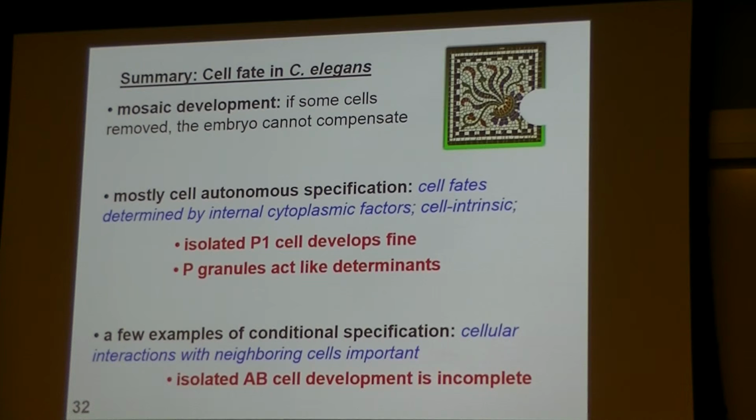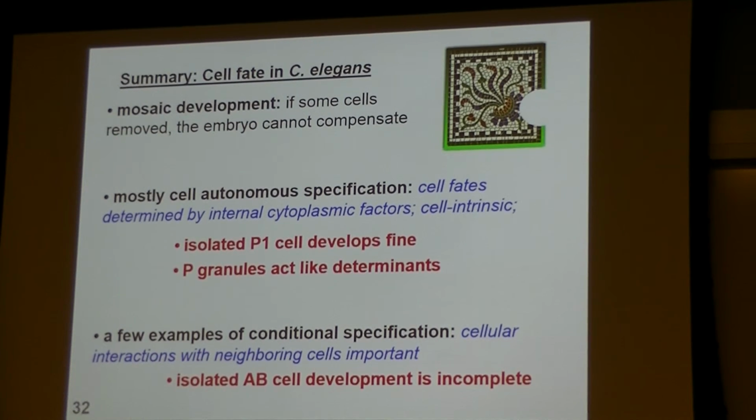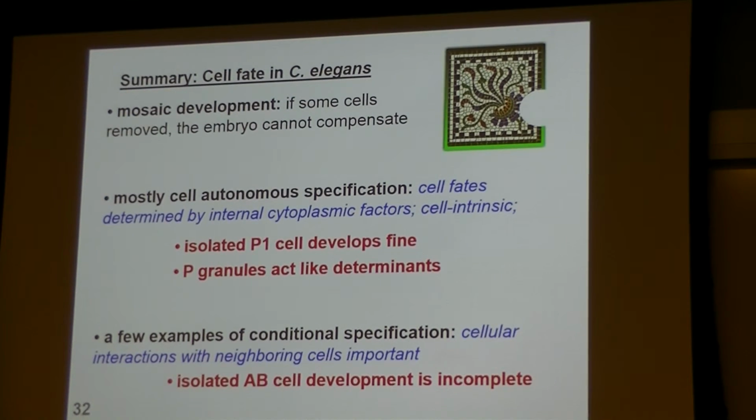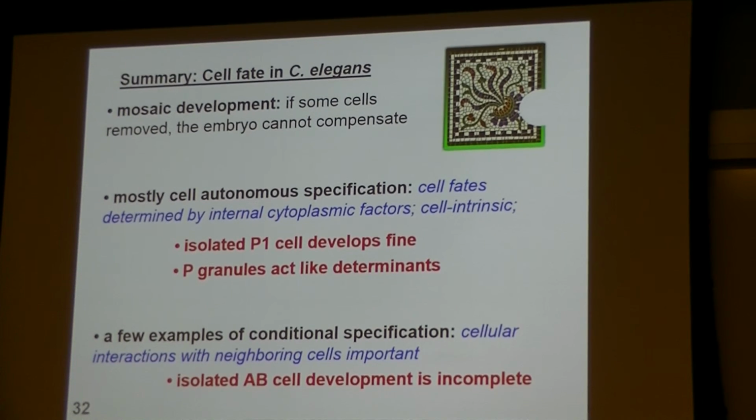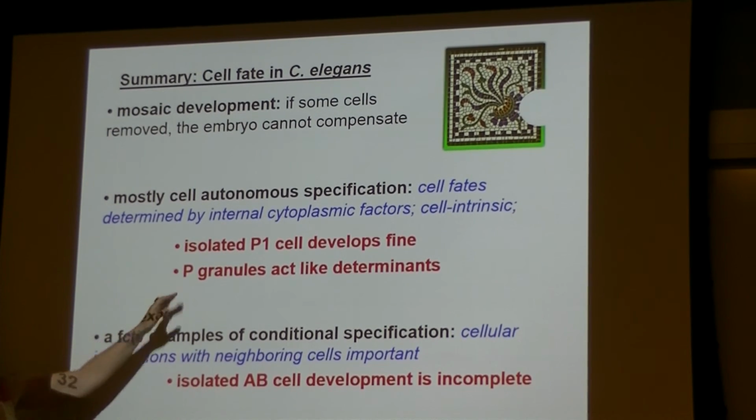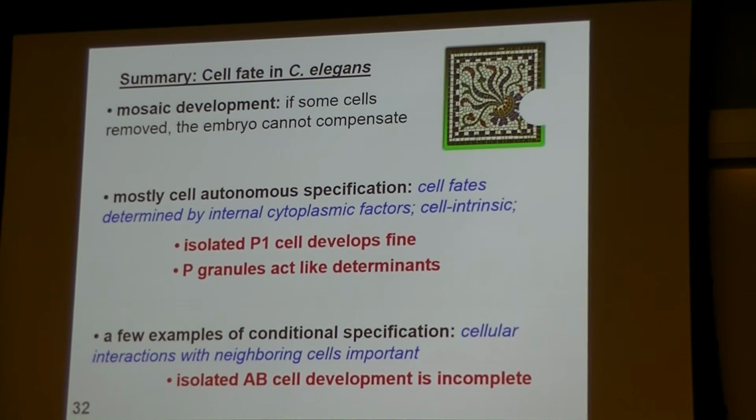And here's a summary of some of these concepts put together so far. In C. elegans, we see mainly mosaic development, where we can't really compensate. The reason for that is because we have generally a mode of autonomous cell specification. Here's some of the evidence for this: you can find isolated P1 cells that still behave perfectly normally, and you can see some of the factors that might be responsible for these lineage-induced fates, but it's not a perfect 100% autonomous specification. You can find a little bit of conditional specification too.